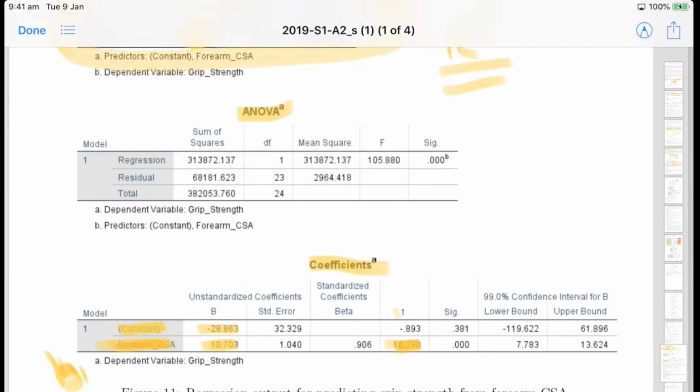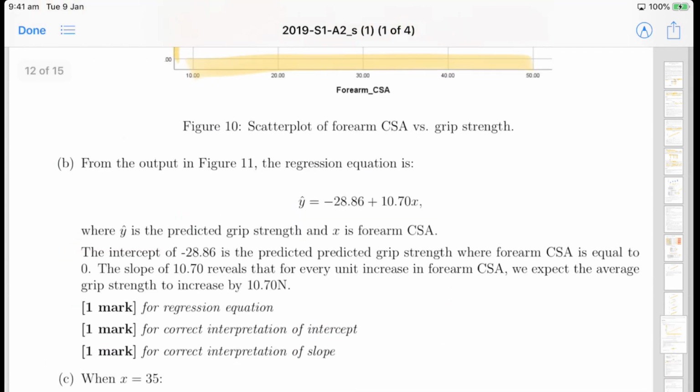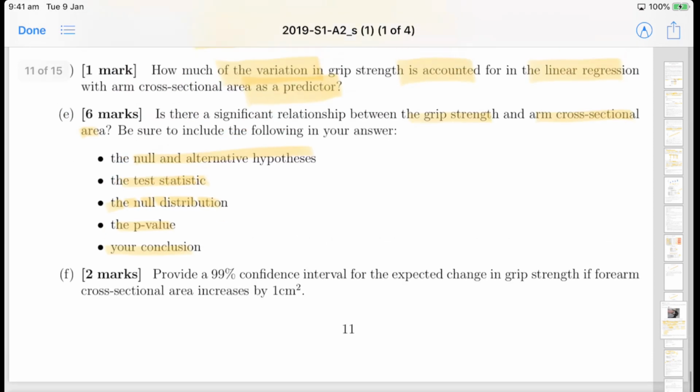And finally, we want to say what is the p-value and make a decision. That's the p-value, and because it's smaller than 0.05, we reject the null hypothesis and we say there is a relationship between forearm size and grip strengths. That's about the part E.